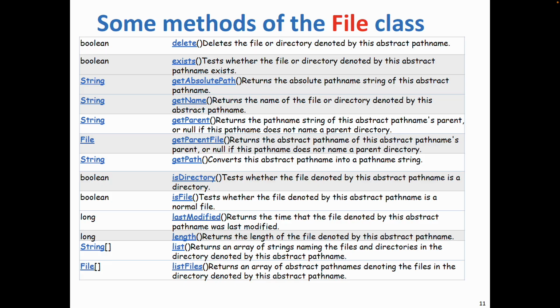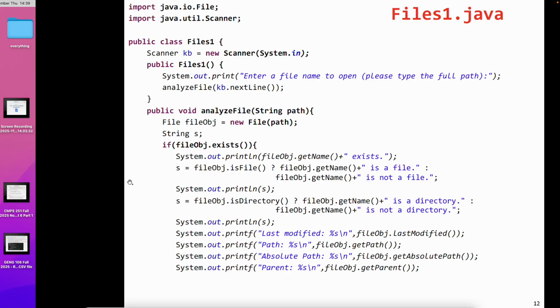When was it last modified? What is its length? If it is a directory, then what are the files and directories within that directory, and check them again. Return the files within that directory as a file array. So in short, there are also many others that are not listed here.